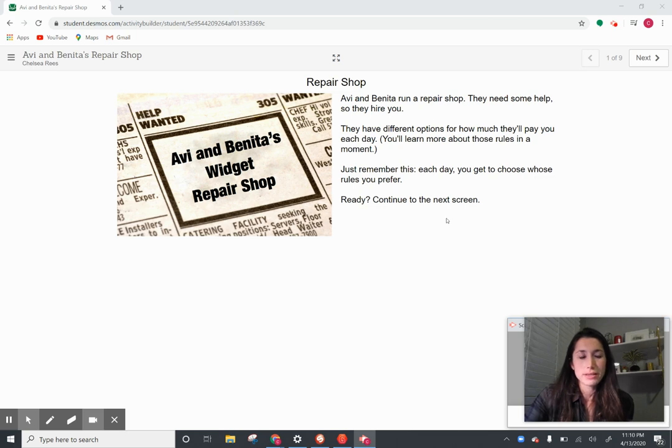Okay, so in today's lesson, you are going to be preparing for this unit through this Desmos activity. Looking at our first slide, it gives us a description of what's happening. Avi and Benita run a repair shop. They need some help, so they hire you. They have different options for how much they'll pay you each day, and you'll learn more about these rules in a moment. Just remember this: each day you get to choose whose rule you prefer.